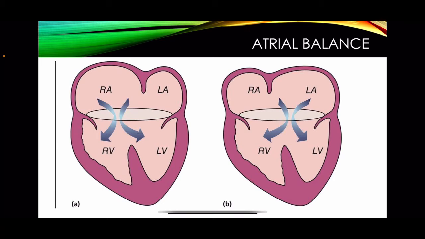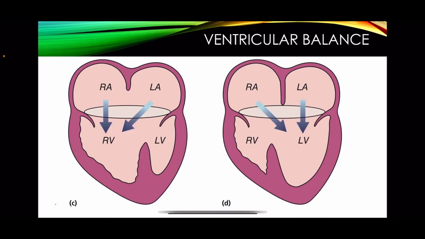So if we have the intra-atrial septum shifted to the left, we have a big right atrium and small left atrium, and this right atrium is like facing both ventricles, so we say this is double outlet right atrium. And on the other hand, if the septum is shifted to the right side, we have a small right atrium, big left atrium, and the left atrium is facing both ventricles, so we say this is double outlet left atrium. The more important is the shift at the ventricular level.